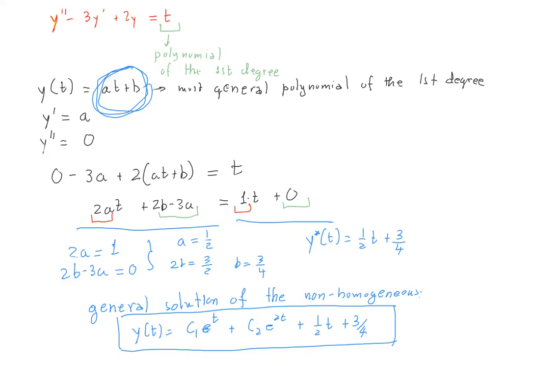Okay, so let's begin by giving you one example to do yourselves, which will be of the same type. So take a look at this, please. y double prime minus 4y prime plus 4y is equal to t squared.